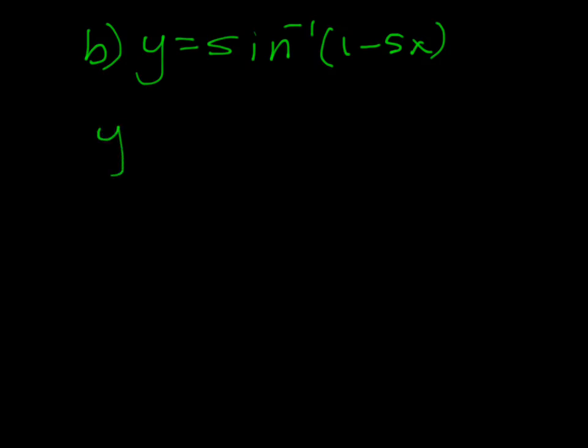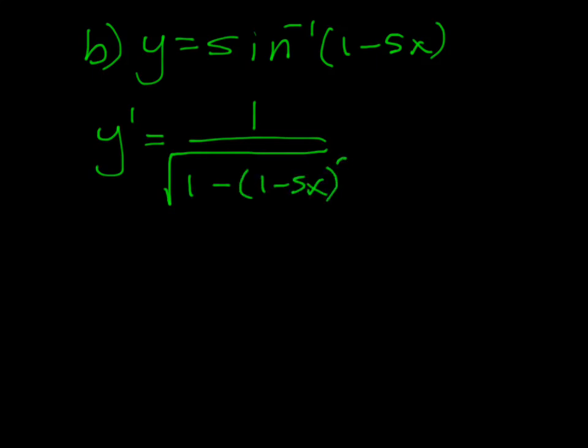So y prime is equal to 1 over square root 1 minus 5x squared. I put my u right in where my u is in my formula, times u prime. So the derivative of this is simply -5. The derivative of 1 is 0, and the derivative of -5x is -5.